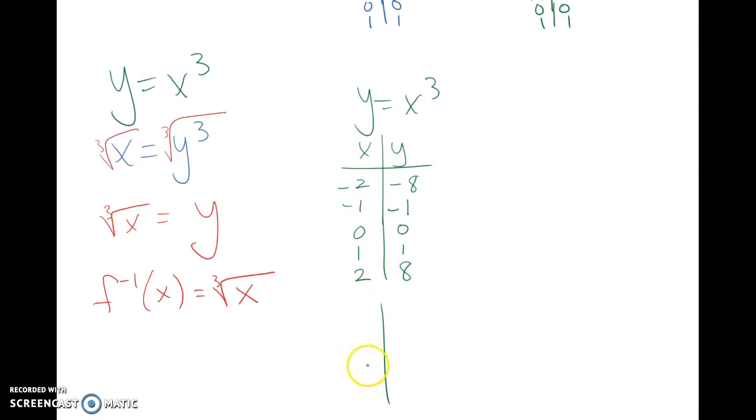So my function for this is going to look, let me start over there, something like 1, 2, 3, 4, 5, 6, 7, 8.